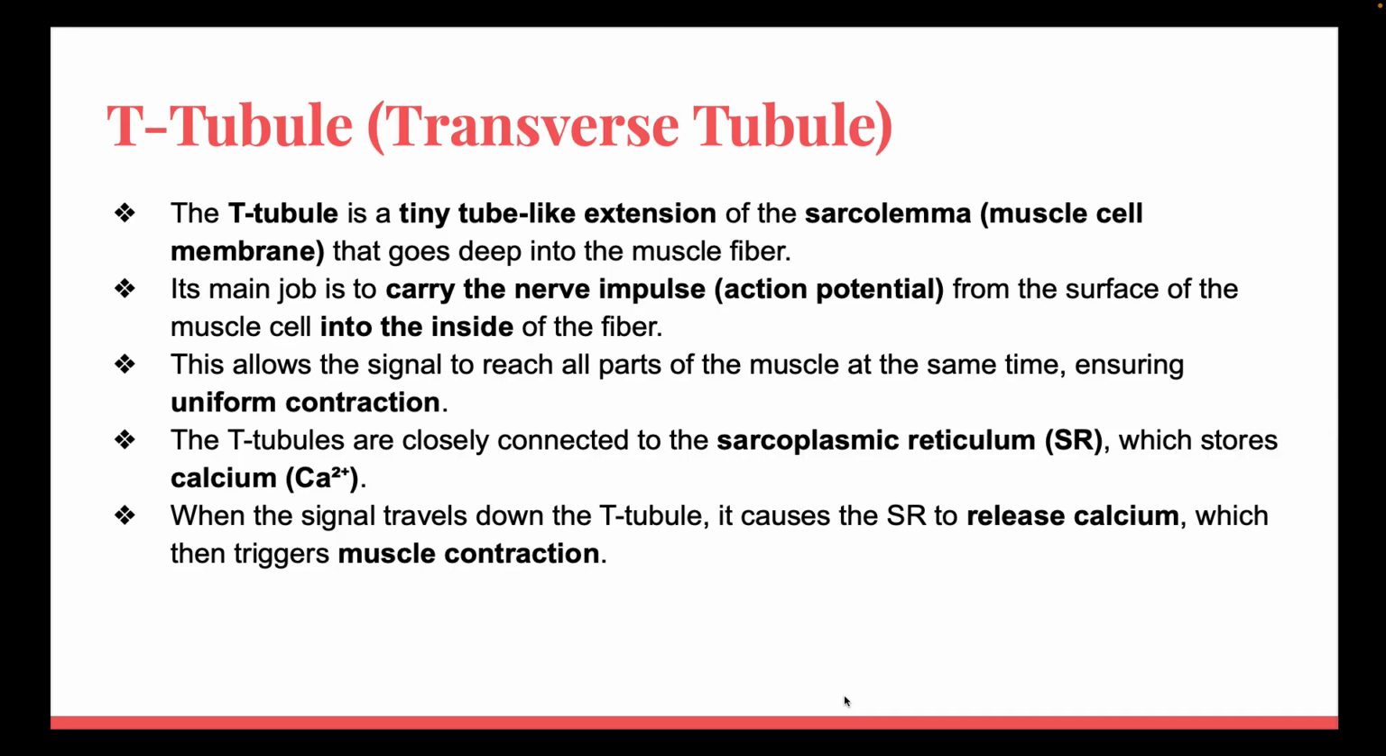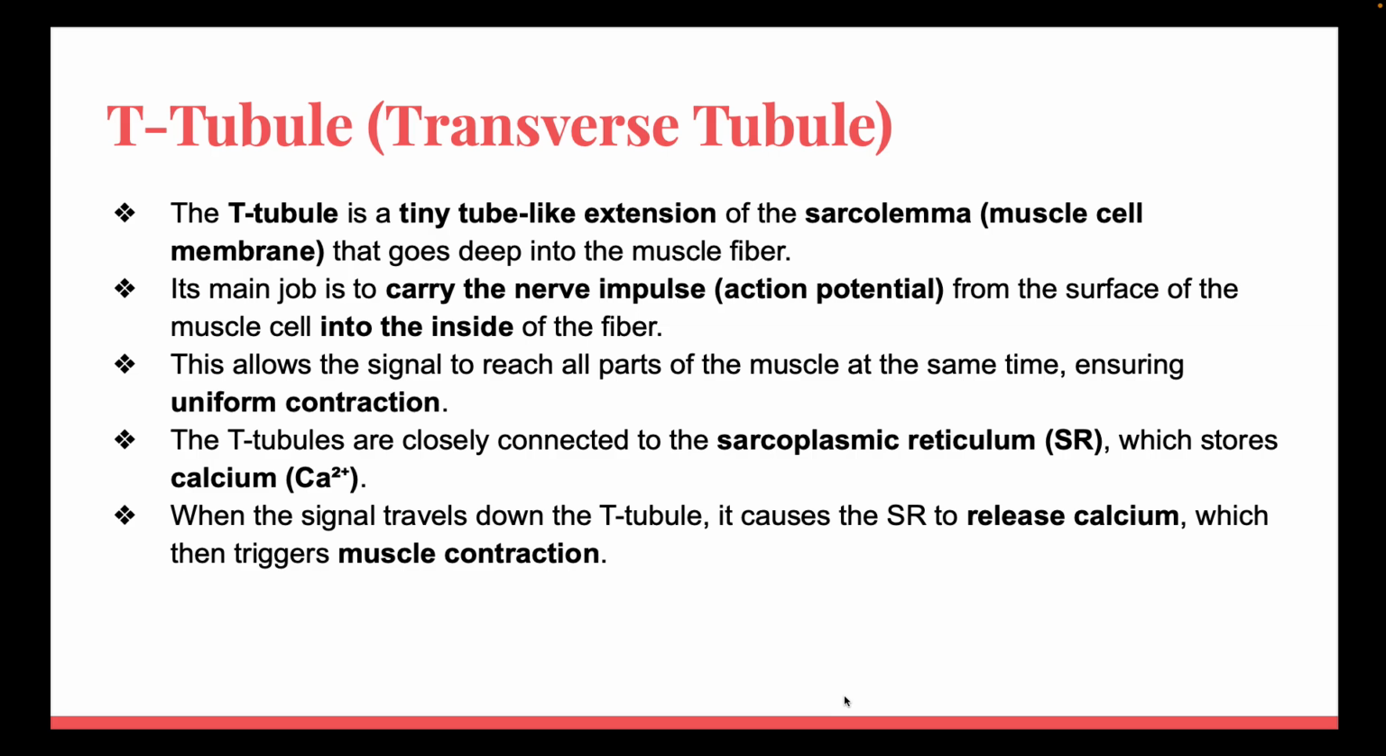So the T-tube, as I said, is a tiny tube-like extension of the sarcolemma that goes deep into the muscle fiber, and its main job is to carry the nerve impulses, that's the action potential, from the surface of the muscle, that's the sarcolemma, into the inside of the fiber. And it allows a signal to reach each part of the muscle at the same time.